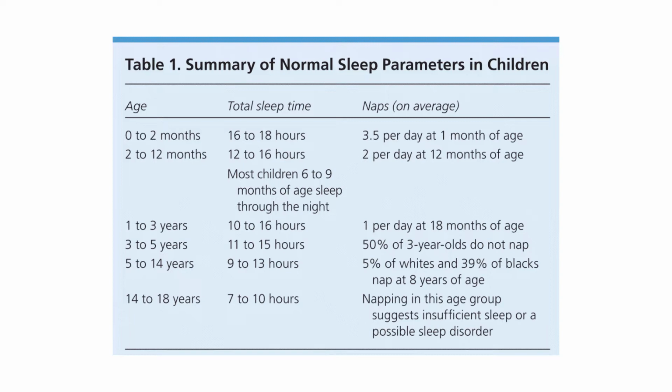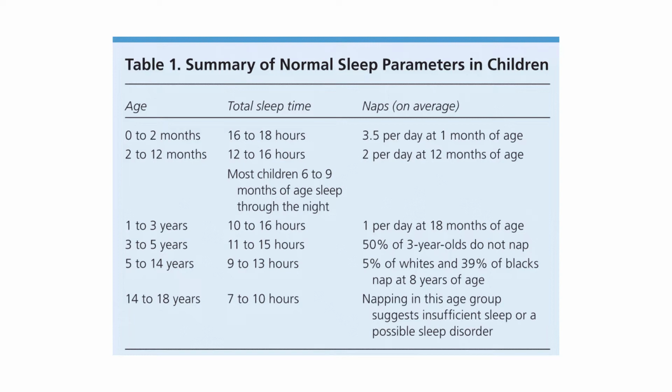Here's where it gets a little odd. The 3-year-old to 5-year-old sleeps an average of 11 to 15 hours, but only about 50% of them actually take naps. So if your 3-year-old doesn't take a nap, don't think that there's something wrong with them. That's the way it is. You've got the 5 to 14-year-olds. They typically need anywhere from 9 to 13 hours. There's a little discrepancy between nap time for white children versus black children. It seems like black children take naps a little bit more often than white children, but there's nothing abnormal about that.